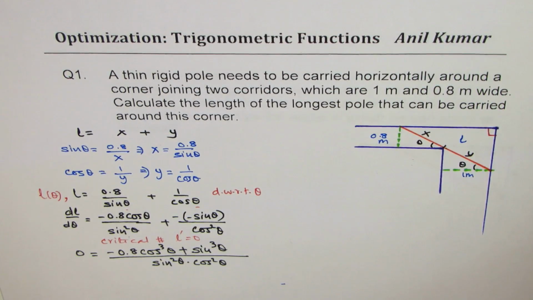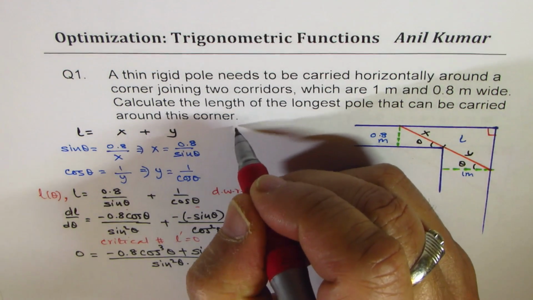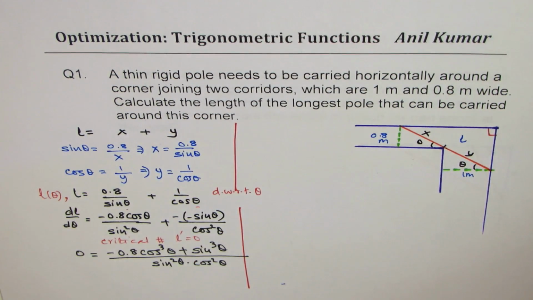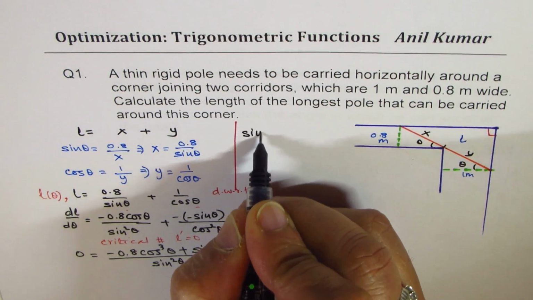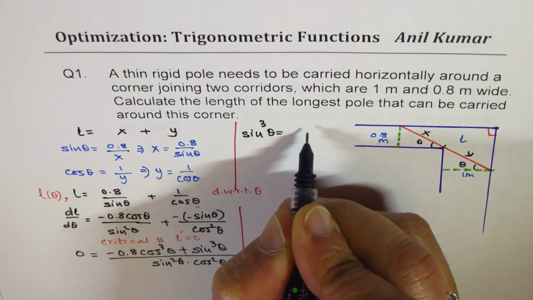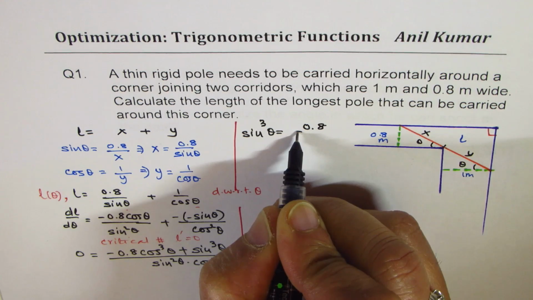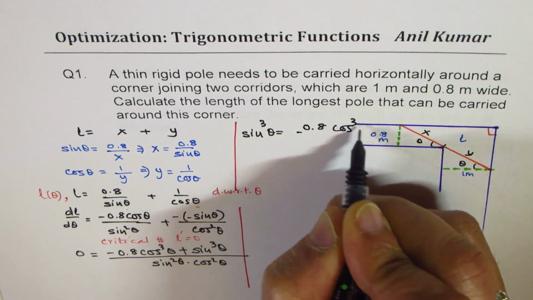Correct? Now to solve further, let me take it to the right side. We have some space here and then work it out. So for the whole expression to be 0 on the right hand side, the numerator should be 0, right? So what do you get? Taking one of these terms, this is negative, that is positive. I could write this as sine cube theta equals 0.8 cos cube theta.